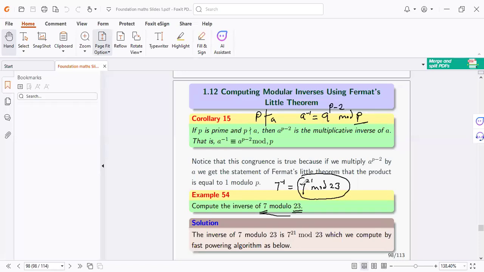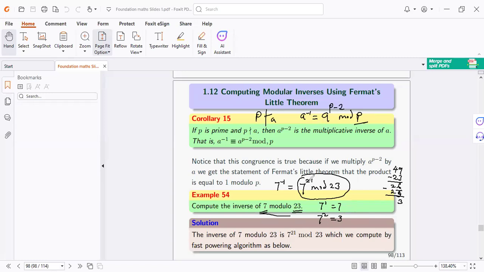So this is the inverse of 7. What we then do is use the fast powering algorithm to find out what 7 raised to 21 is. 7 raised to 1 is 7. 7 raised to 2 is 49. Now, if 23 were to go into 49, what would be the remainder? 23 goes in twice, that gives 46, and the remainder is 3.